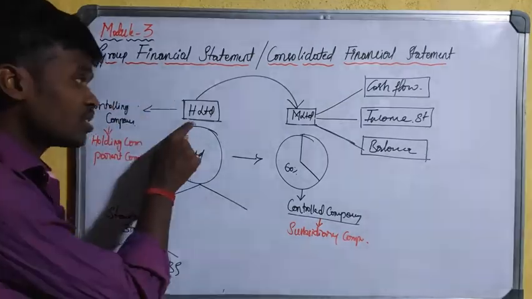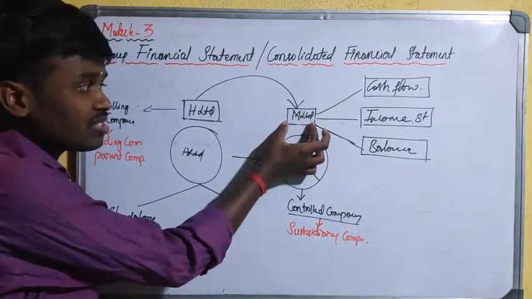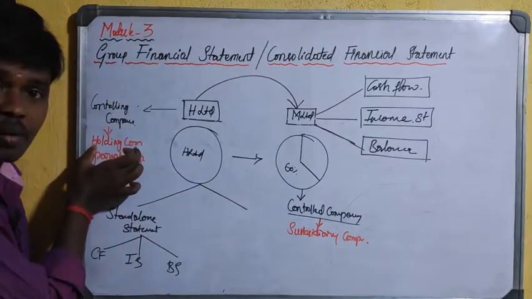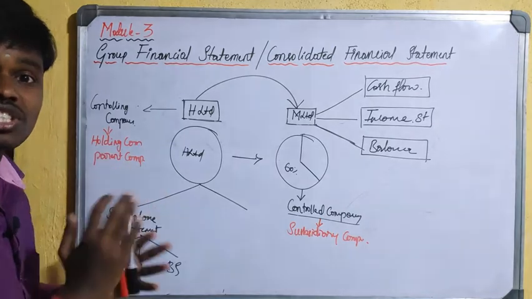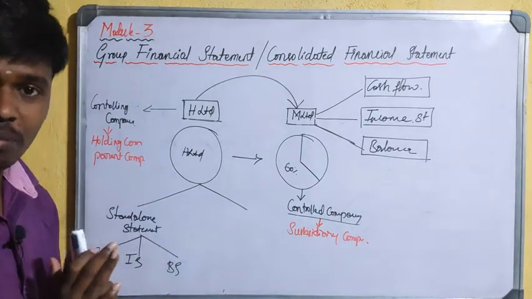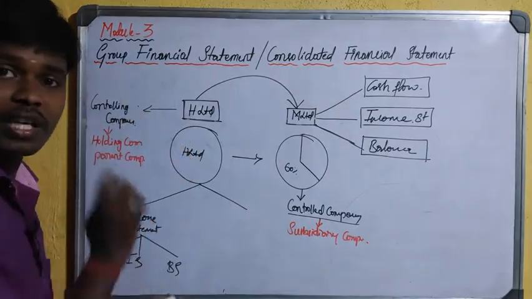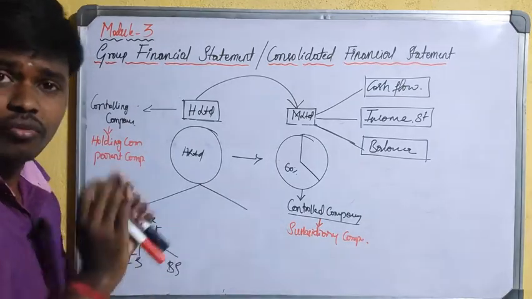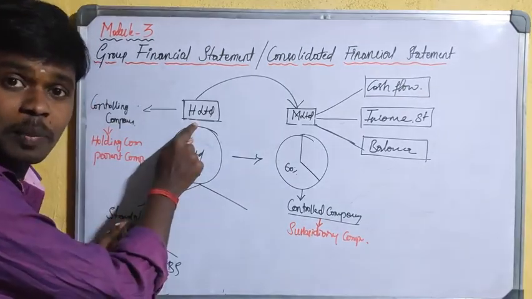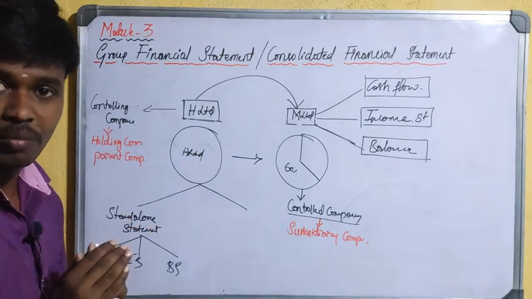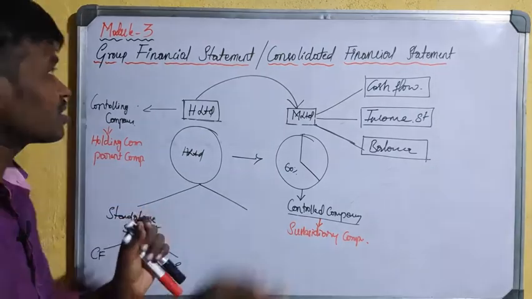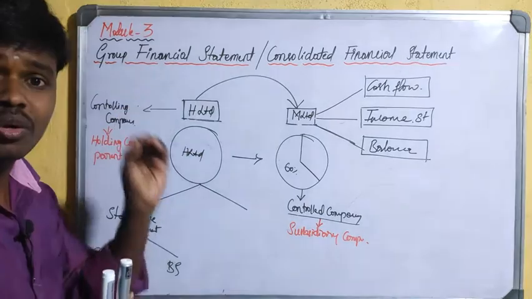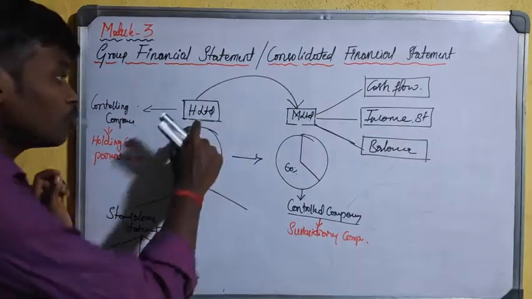So when H Limited invests more than 50% shares in M Limited, then the parent company, that is the controlling company or holding company, will prepare the financial statement. That financial statement will ultimately be helpful to know the financial position of both the companies, right? So therefore, this parent company will prepare the consolidated financial statement. That consolidated financial statement is also called the group financial statement, because it includes the various items of both the companies.